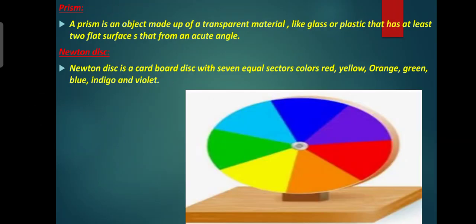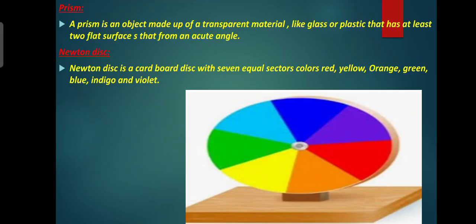Prism. A prism is an object made of transparent material like glass or plastic that has at least two flat surfaces that form an acute angle less than 90 degrees.